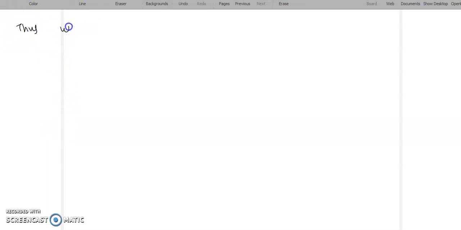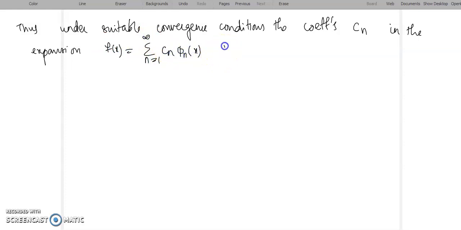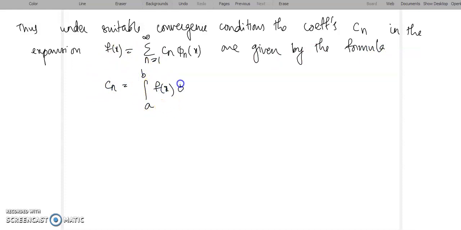So thus, under suitable convergence conditions, the coefficient cn in the expansion f of x equal to summation n equal to 1 to infinity Cn phi n of x is given by the formula: Cn will be equal to integral a to b f of x phi n of x r of x dx, where n is equal to 1, 2, 3, etc. So this is how we obtain the orthonormal expansion of a given function.